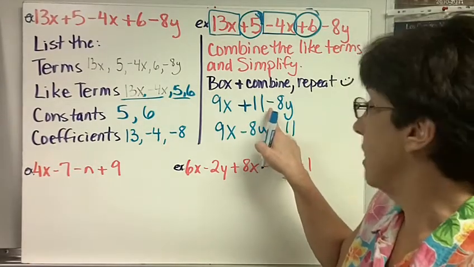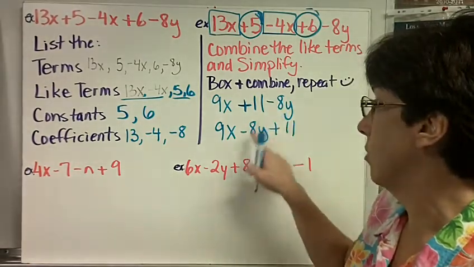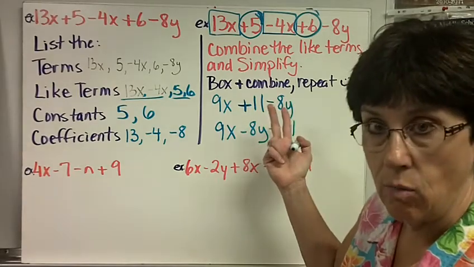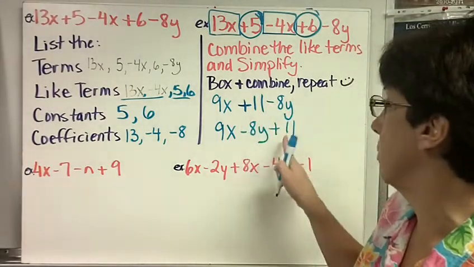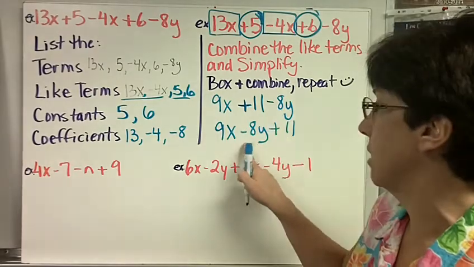Notice when I rewrote it, the sign went with the number. Okay, I didn't just flip-flop the 11 and the 8y. The sign went with them. Plus 11, plus 11. Minus 8y, minus 8y.